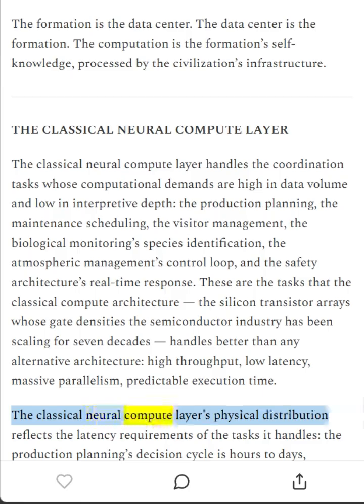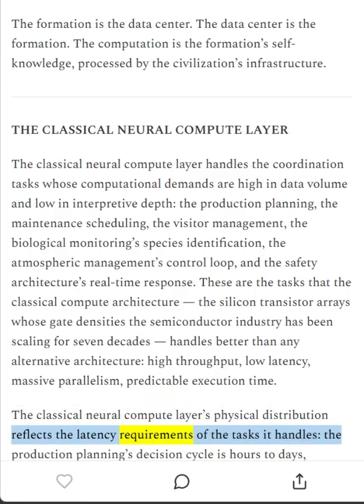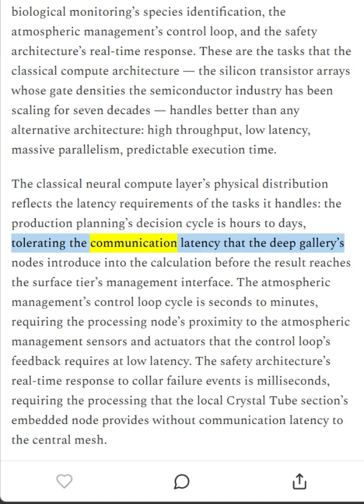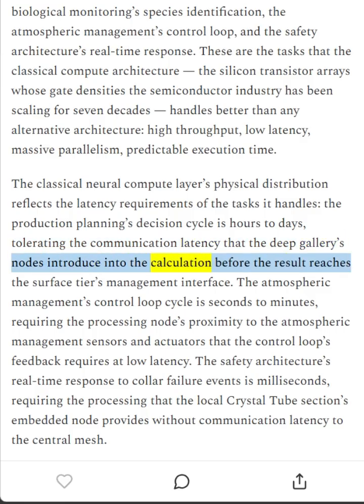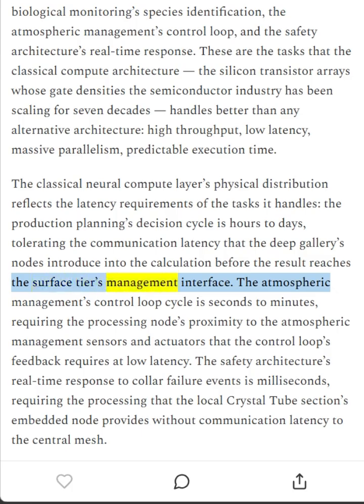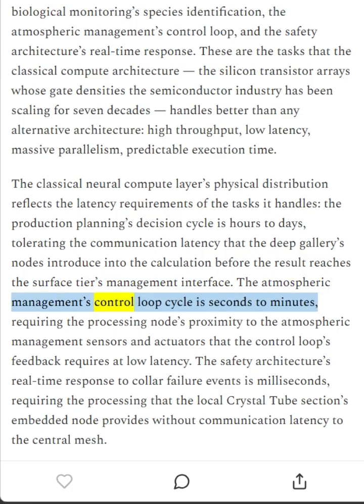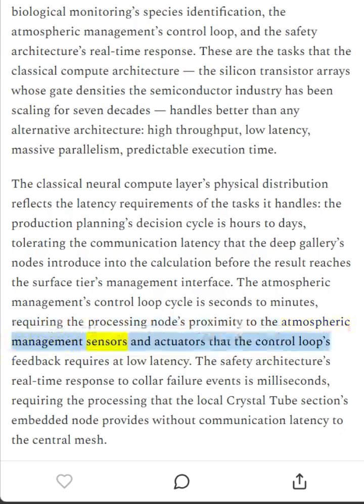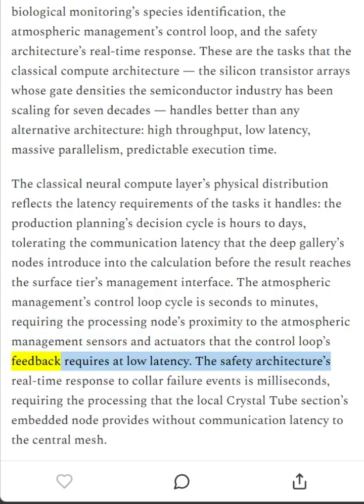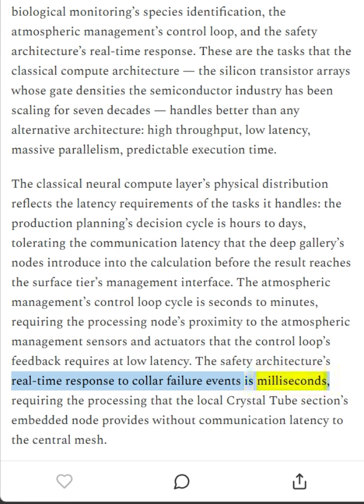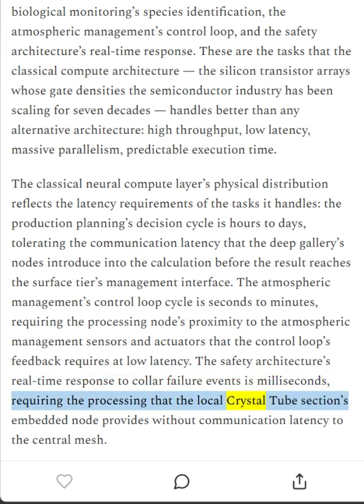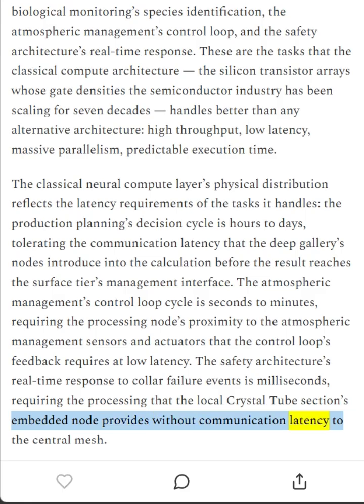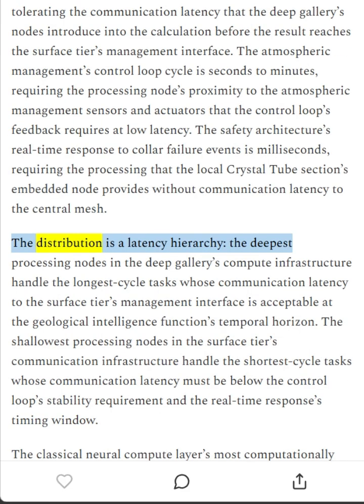The classical neural compute layer's physical distribution reflects the latency requirements of the tasks it handles. The production planning's decision cycle is hours to days, tolerating the communication latency that the deep gallery's nodes introduce into the calculation before the result reaches the surface tier's management interface. The atmospheric management's control loop cycle is seconds to minutes, requiring the processing node's proximity to the atmospheric management sensors and actuators that the control loop's feedback requires at low latency. The safety architecture's real-time response to collar failure events is milliseconds, requiring the processing that the local crystal tube section's embedded node provides without communication latency to the central mesh. The distribution is a latency hierarchy.